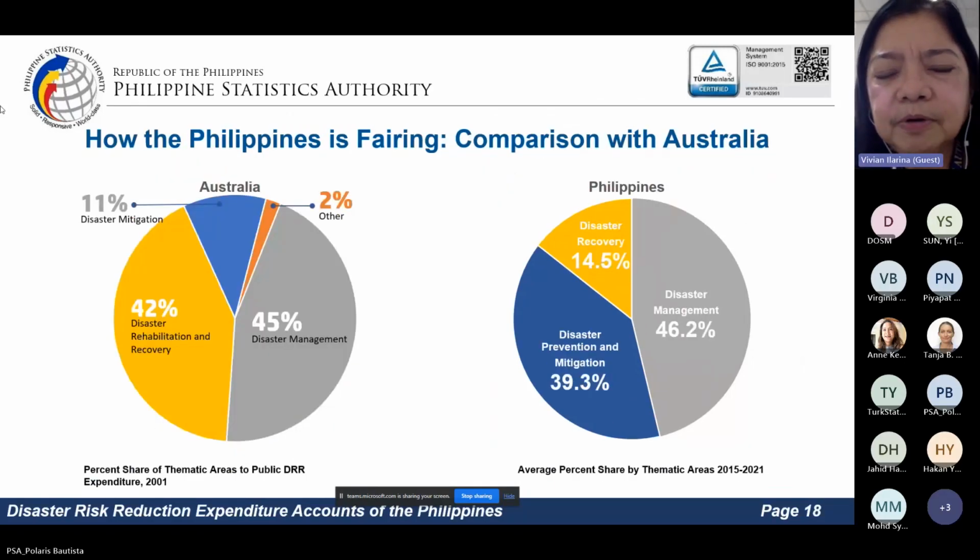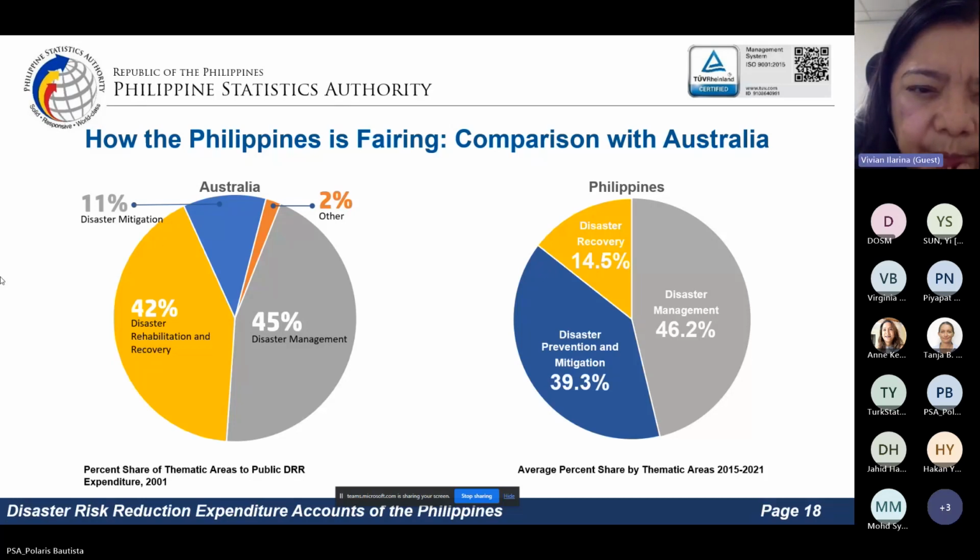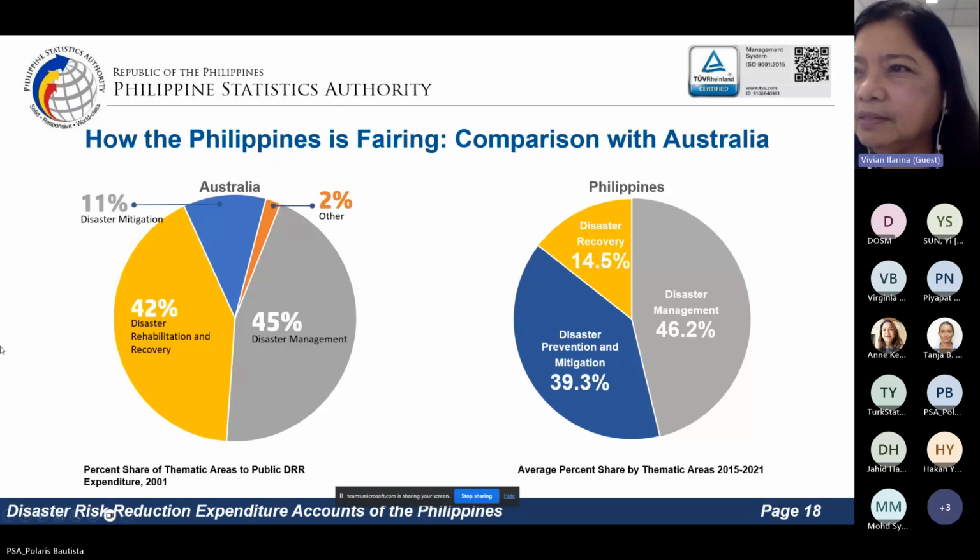Then we look at some of the countries. We researched some neighbors that we have, but we realized that not everybody is doing the DRRE. We found out that, from the research that we have, only Australia is doing the DRRE accounts. This is just to compare how the Philippines is faring. In the Philippines, we are accounting for the total expenditure in terms of prevention at 39%. If you compare that to Australia, for the prevention, this is 11% for Australia.